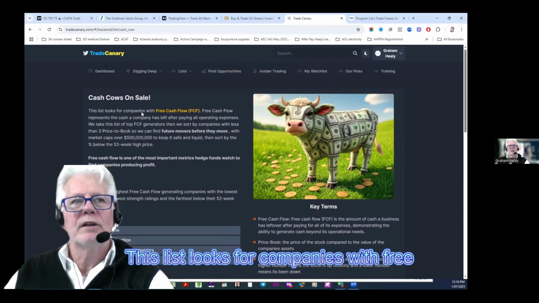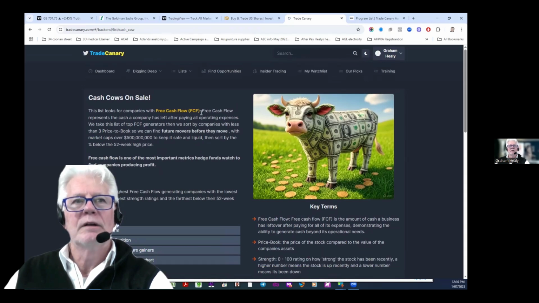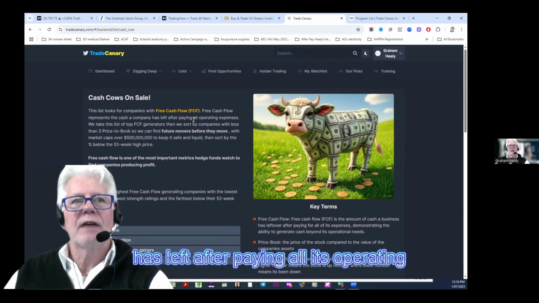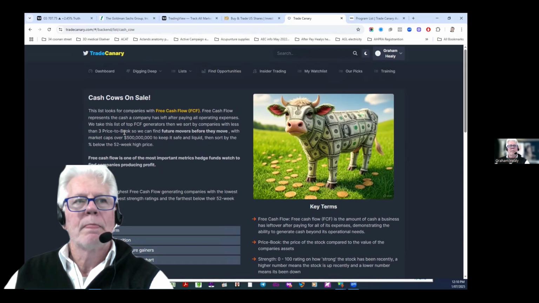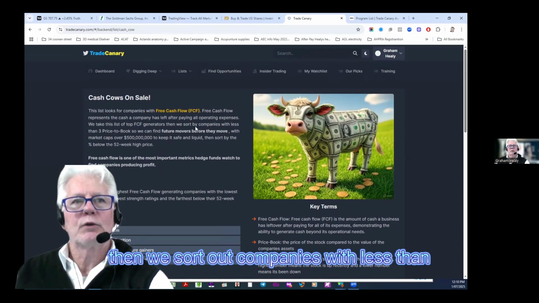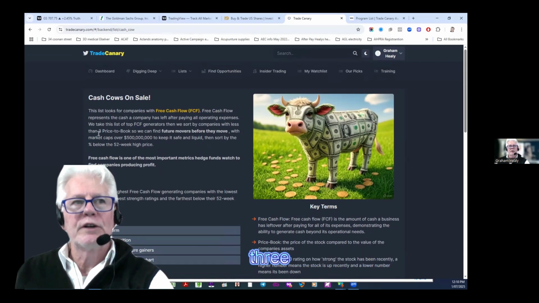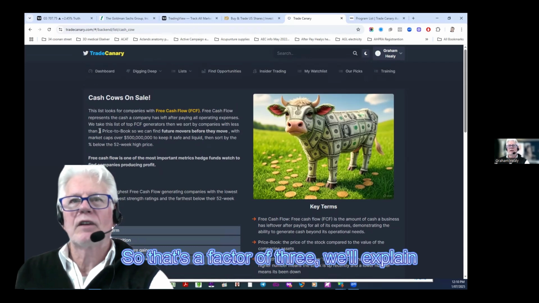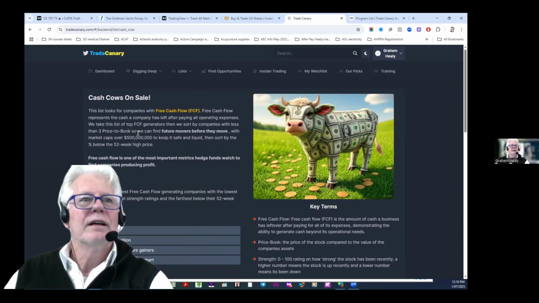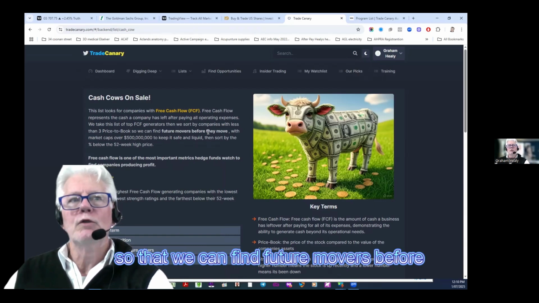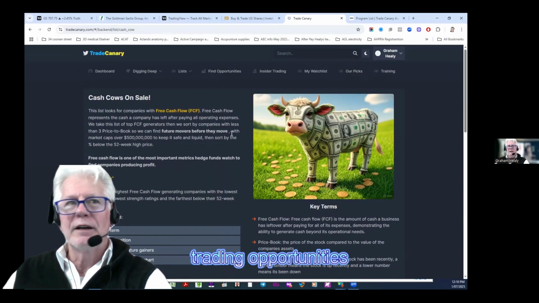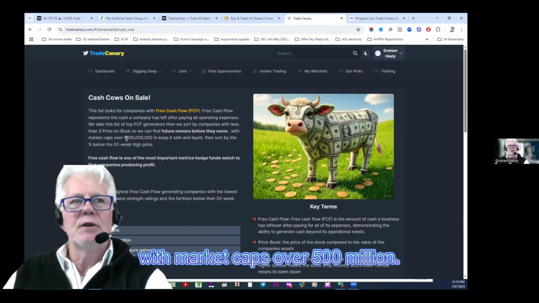This list looks for companies with free cash flow. Free cash flow represents the cash a company has left after paying all its operating expenses. We take this list of the top free cash flow generators, then we sort out companies with less than 3 price to book. So that's a factor of 3. We'll explain that later, a ratio or index, so that we can find future movers before they move. So in other words, we're looking for trading opportunities with market caps over 500 million.